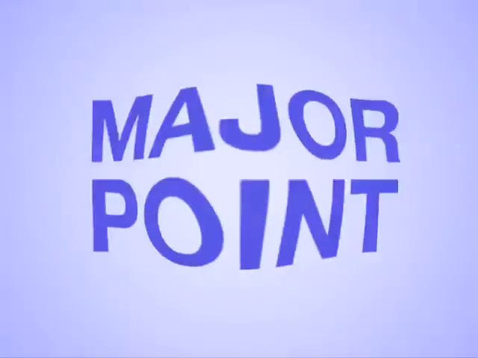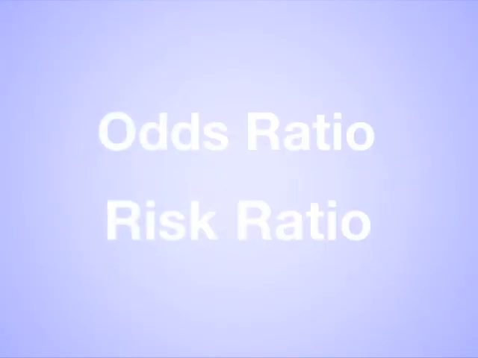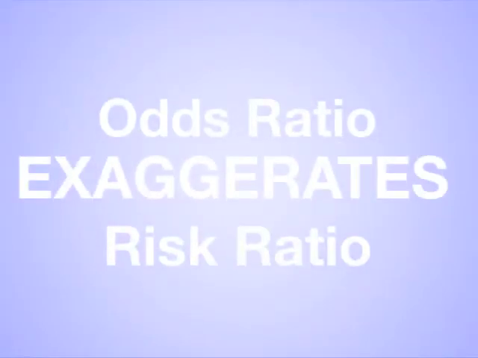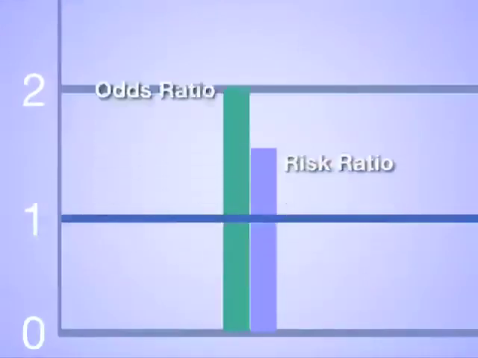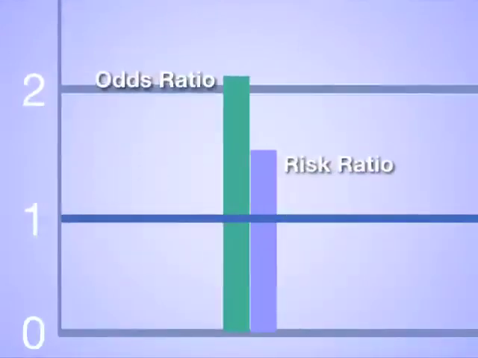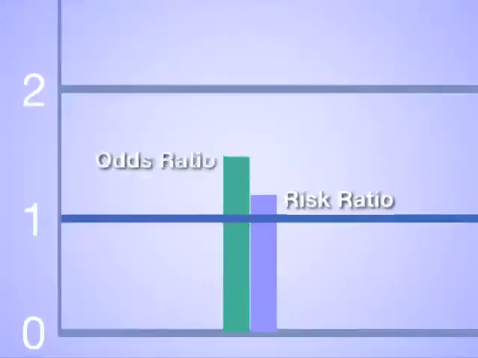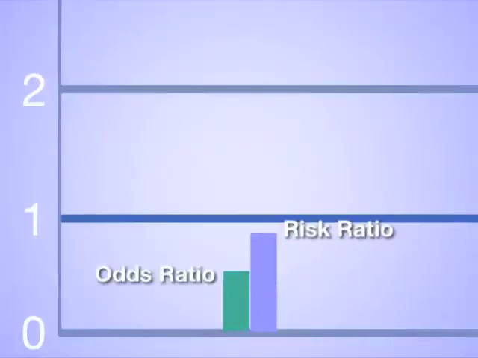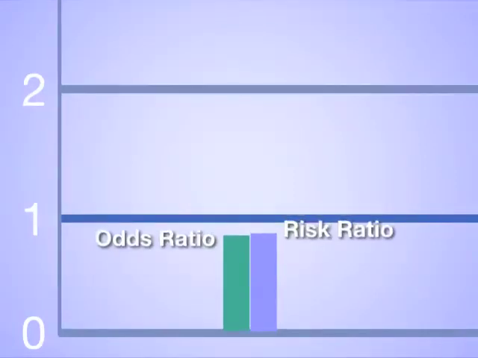The major point here is that the odds ratio tends to exaggerate what would be the corresponding risk ratio in a cohort study. This means that odds ratios above 1 will be larger than the corresponding risk ratios, and that odds ratios less than 1 will be smaller than the corresponding risk ratios. Under some circumstances, the odds ratio can equal the risk ratio, but that's beyond what we can talk about here.